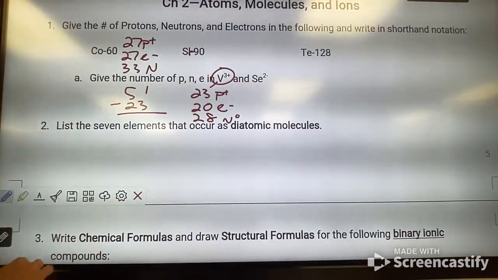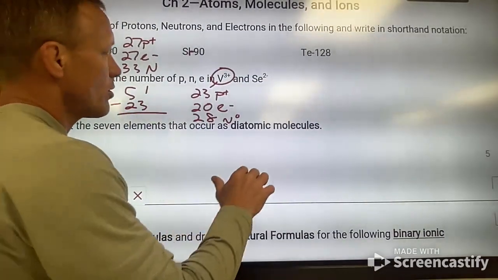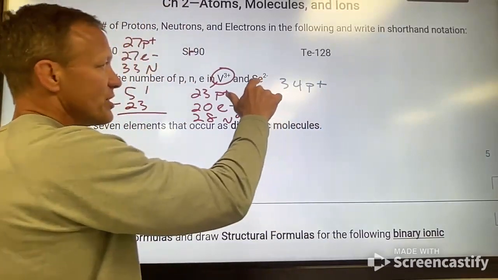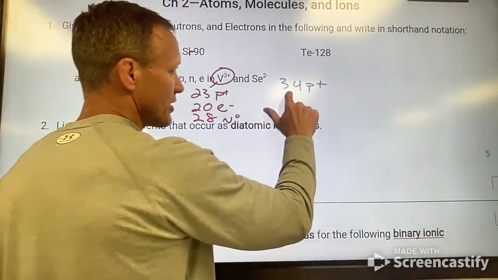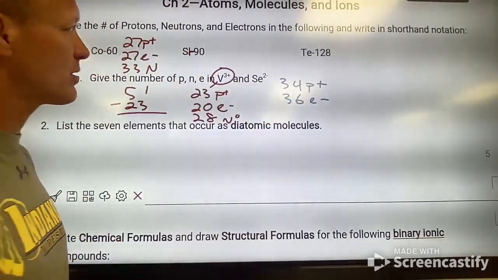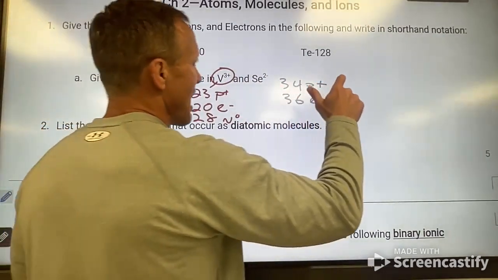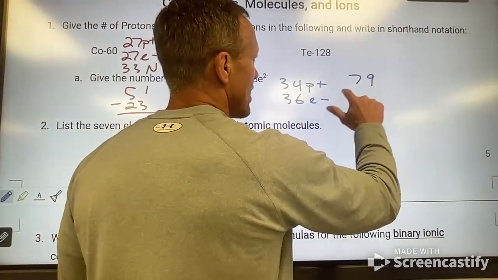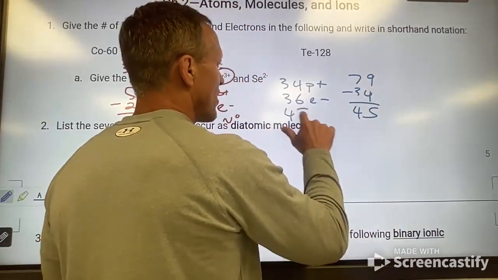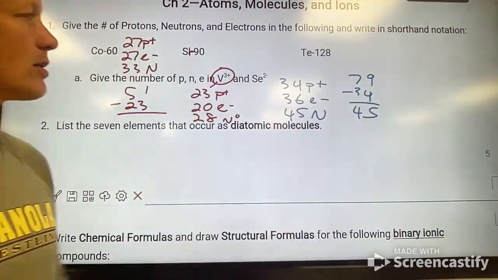All right. Selenium. Selenium is element number 34. So it has 34 protons. Charge is -2, which means it's gained 2 electrons. So instead of having 34 electrons, it now has 36. It's got 2 more electrons than it has protons. And the mass number of selenium is 79 on the periodic table. 79 minus 34 is 45. It's got 45 neutrons. Again, mass number is protons plus neutrons.